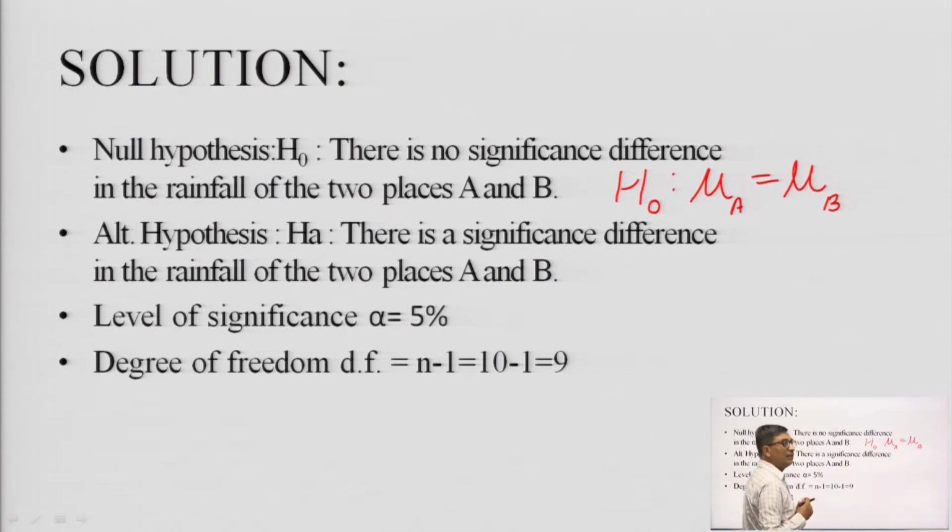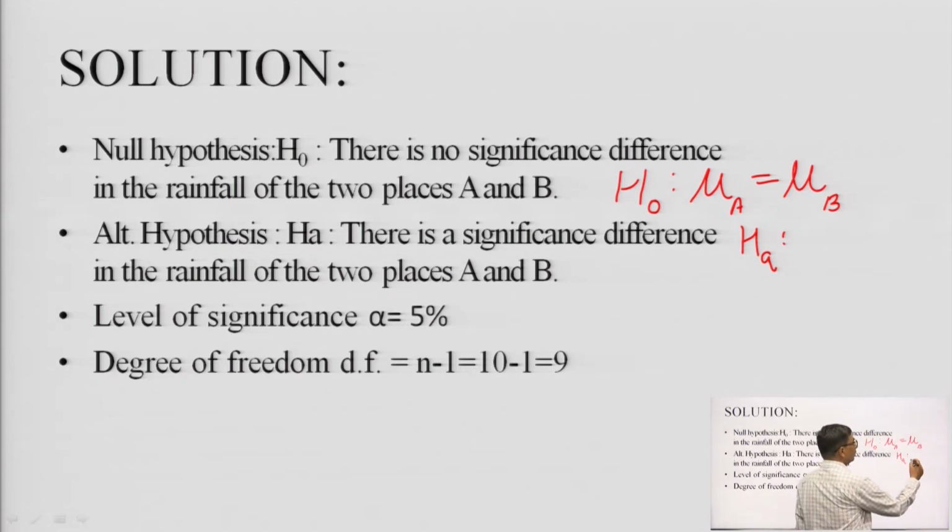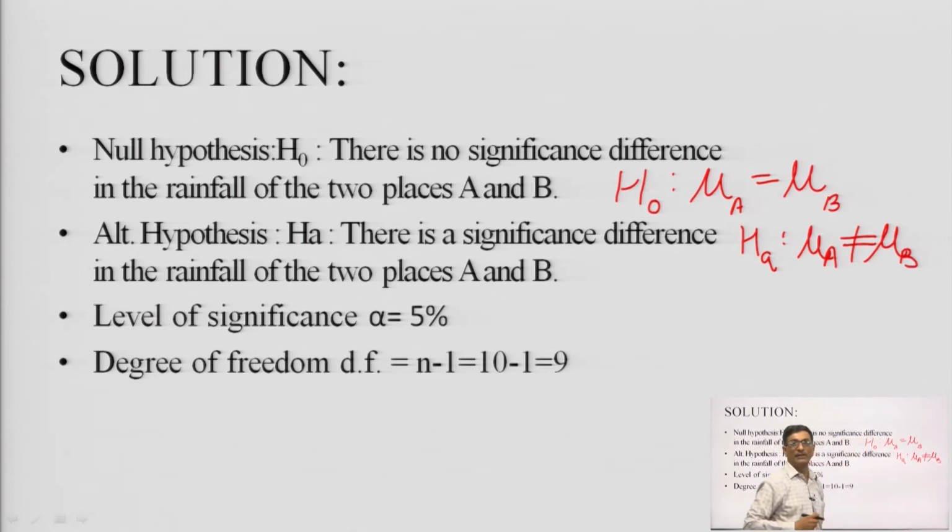For the alternate hypothesis, we consider that there is a significant difference in the rainfall of the two places A and B, or we write it as H A such that mu A is not equal to mu B. That means there is a difference between the mean of rainfall in place A and the mean of rainfall in place B.